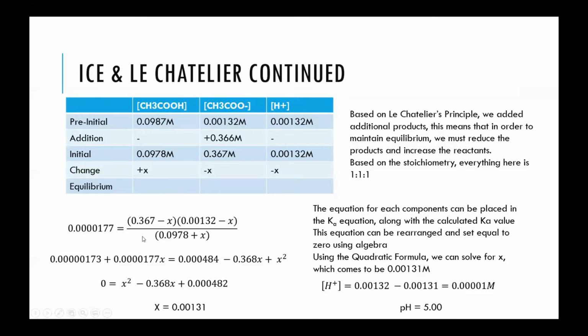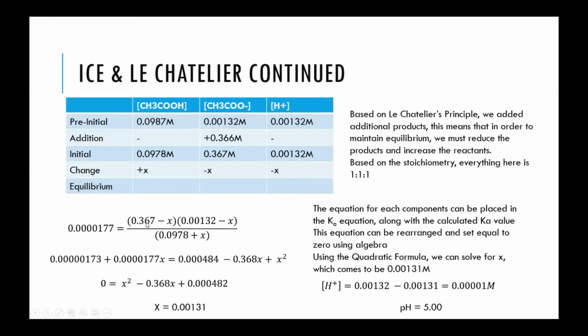We've already determined the K value. We've already determined the Ka, or the acid dissociation, for acetic acid. And that was 1.77 times 10 to the negative fifth. So if you have the Ka value, and now you have these equilibrium components of each of the different compounds, you can solve for X.